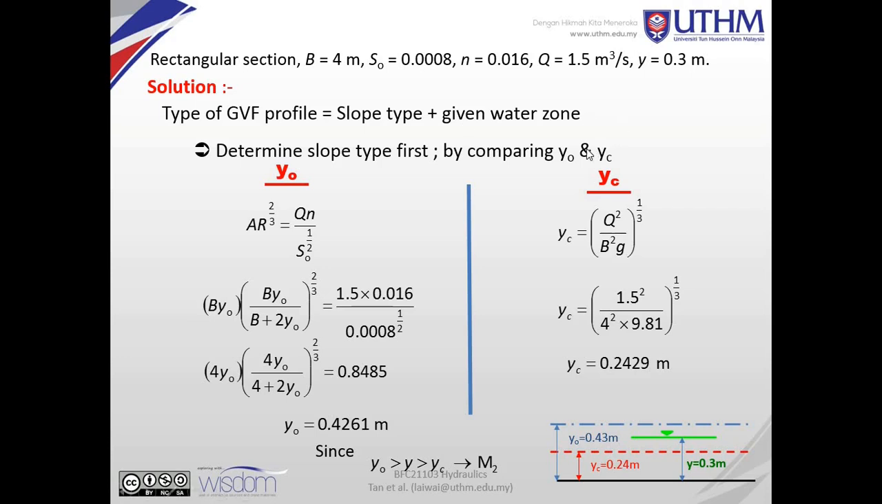So we need to compare y0 and yc. So is y0 or yc given in the question? Look back in the question, no, they are not given. So therefore we need to determine both parameters separately.